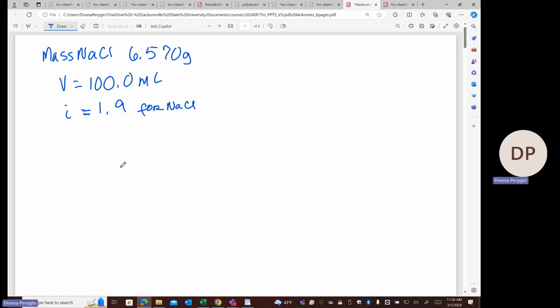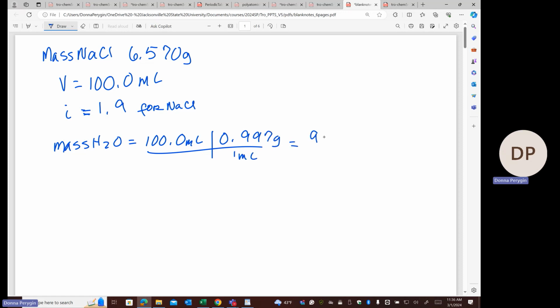All right, so the mass of the water is equal to 100.0 milliliters, and that's 0.997 grams per milliliter. So that's equal to 99.70 grams, and that's equal to 0.0997 kilograms.